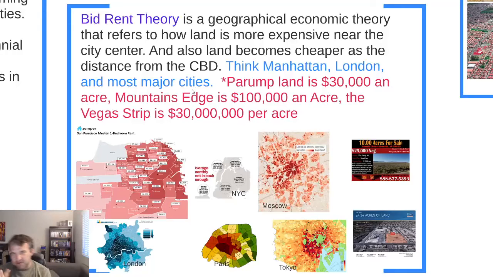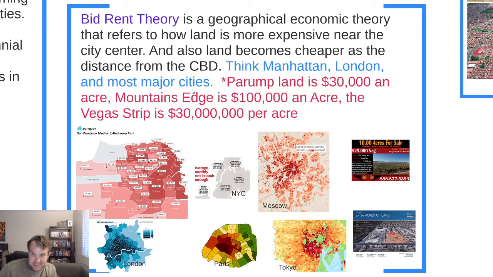All right, bid rent theory. So this is a geographical economic theory. It talks about how land is more expensive as you get closer to the city center. Also, the land becomes cheaper as you get further away from the central business district. So think about Manhattan, London, most major cities. If you're really close to downtown, things tend to be really expensive. If you're really far from the downtown area, things are pretty cheap.